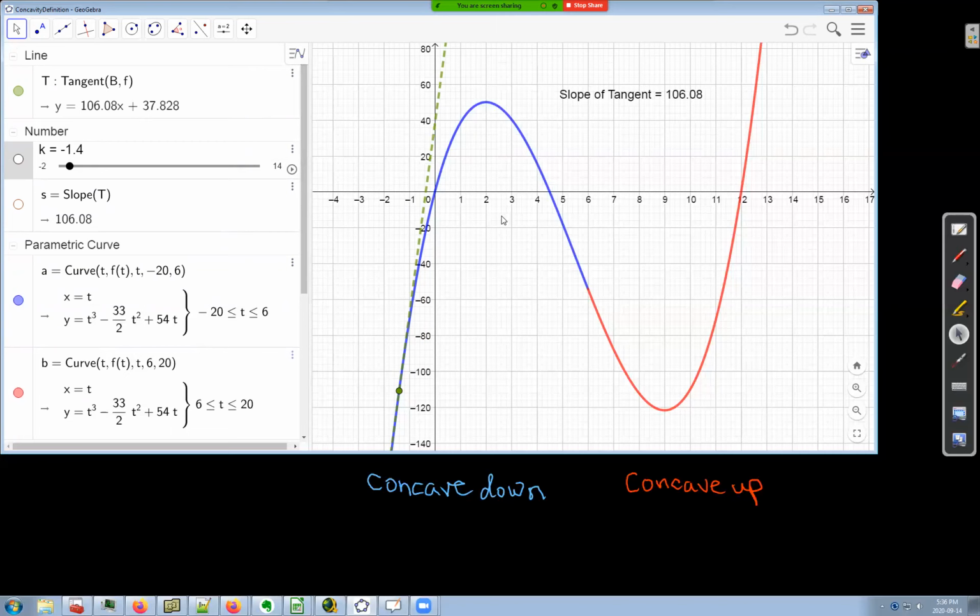Okay, so now what I want you to note, I want you to pay attention to this slope number as I move the point of tangency to the right. So I'm going to start moving this point along the curve, and I'm always moving in the positive direction. I'm going to move this point along the curve in the positive x direction, and notice what happens to this slope. All right, let's go ahead and try that.